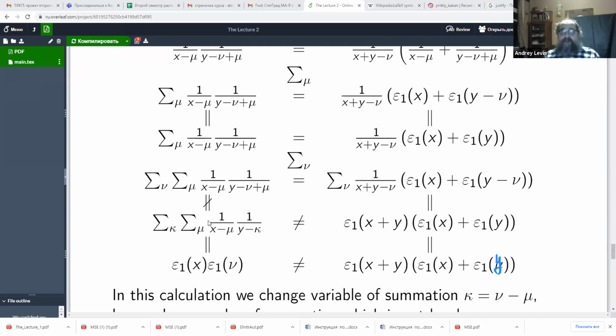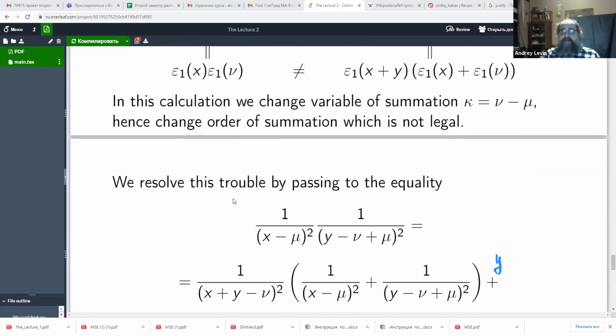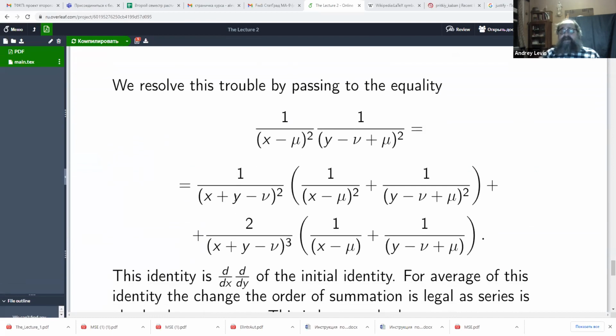And this is just wrong. So I want to say to you that epsilon essentially is cotangent. And the addition formula for cotangents is not so simple. So the problem is that this series converges not so well. We can try to solve this problem by writing this beautiful formula.